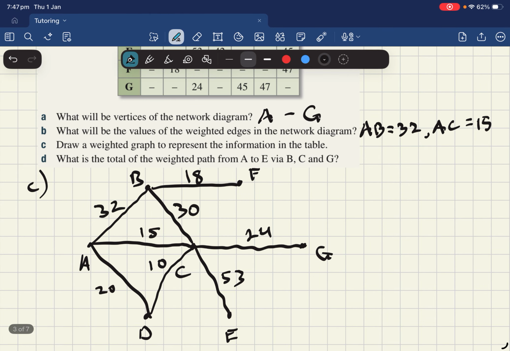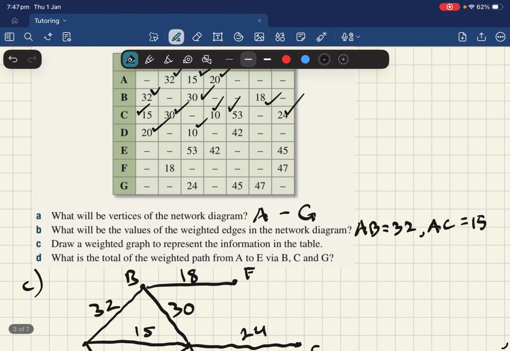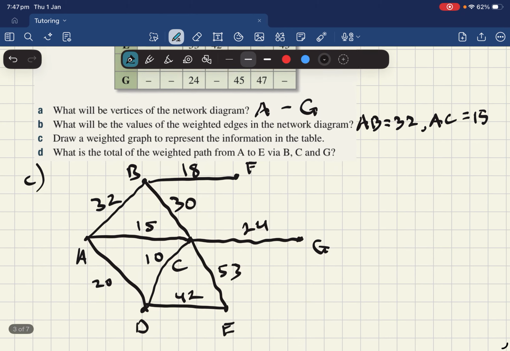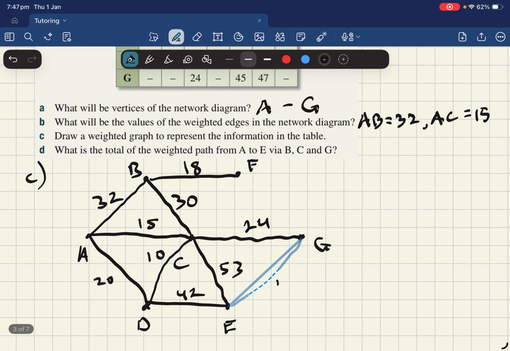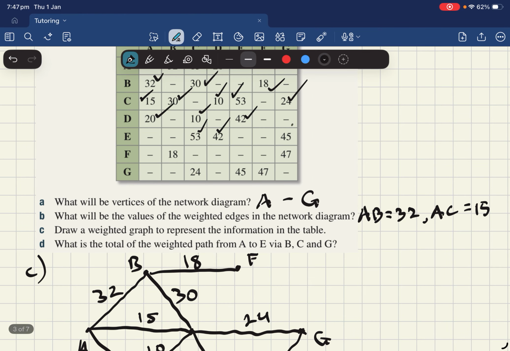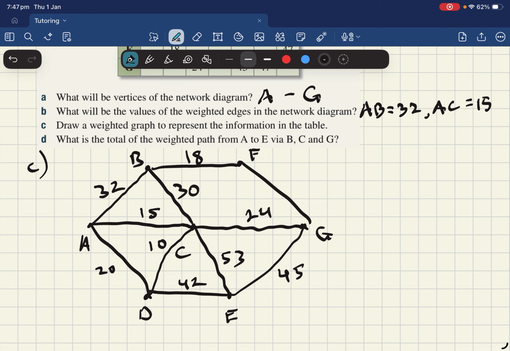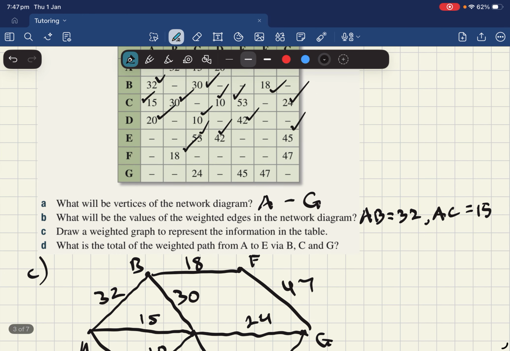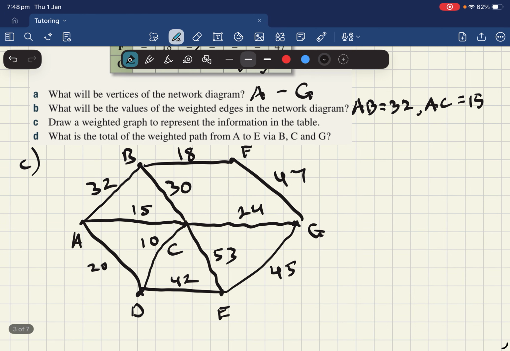Now D to E is going to be 42. Everything else here we've done already. E to G this time will have a weight of 45. 18's already there. F and G is 47. And everything else we have already done. So we are just working through these, and here we have our final network diagram.